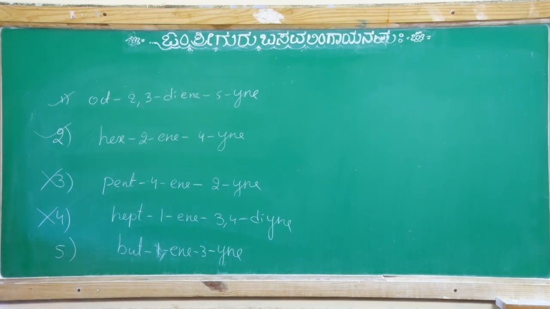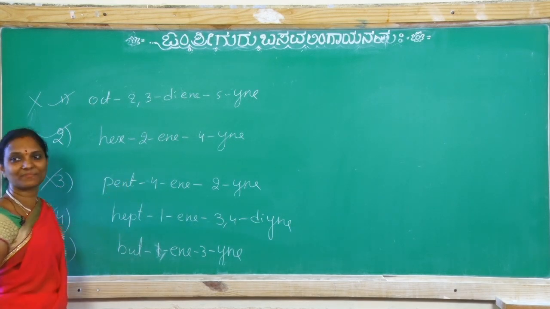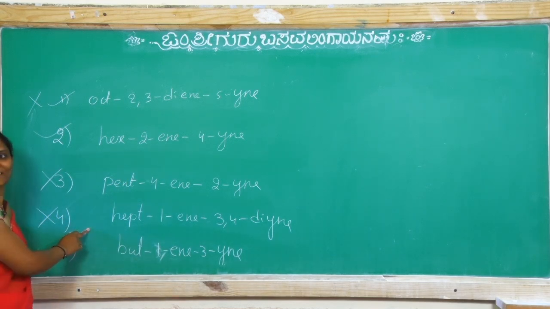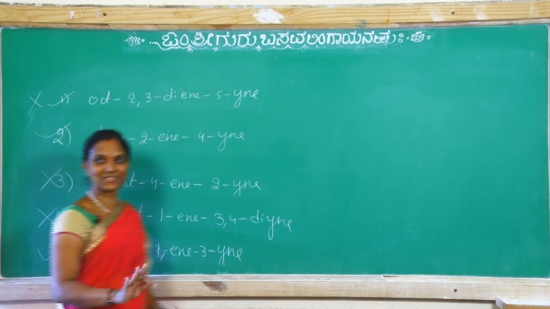Fifth. Fifth wrong. First one also wrong. Fifth. Fifth right. So third wrong. What is the right name? Third. Correct name. If this is a wrong name, what is the correct name? No correct name. Okay, this one? Correct name don't know, but this name is wrong.